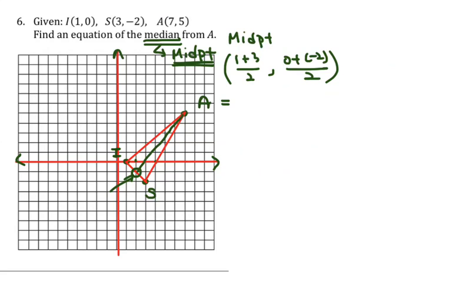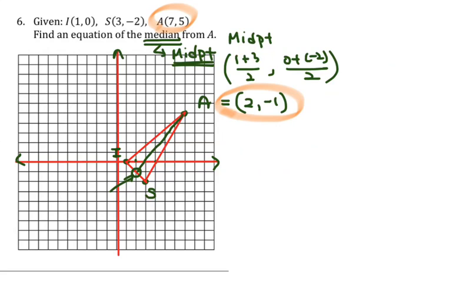Then what do we end up getting? 1 plus 3 becomes 4 divided by 2 is 2. And then -2 divided by 2 is -1. So 2 comma -1 is the midpoint. So essentially this question simplifies now down to find the equation between that midpoint and then point A.